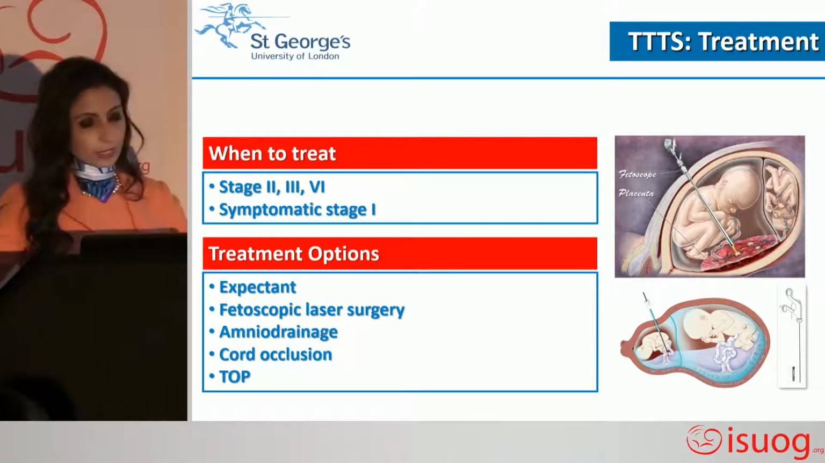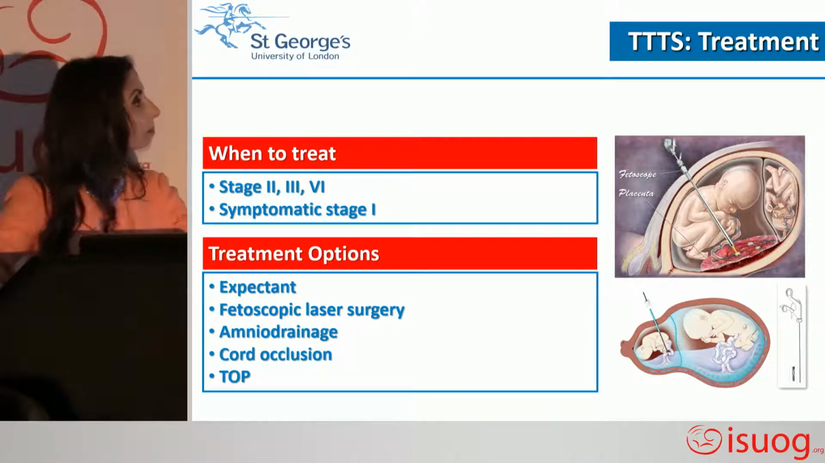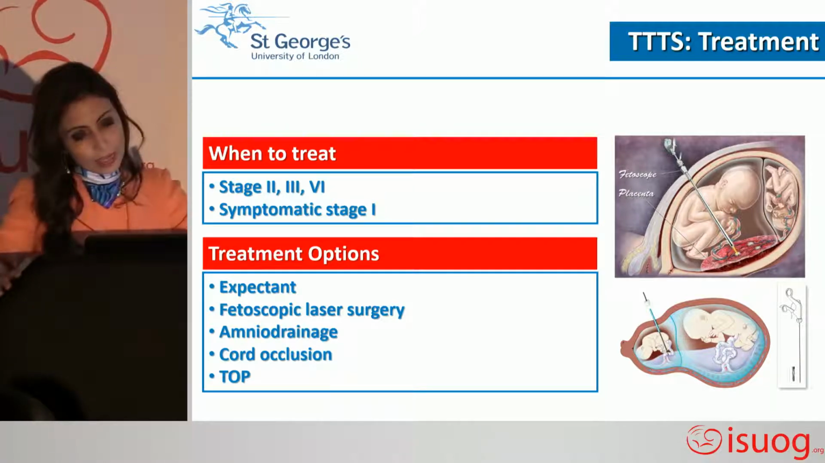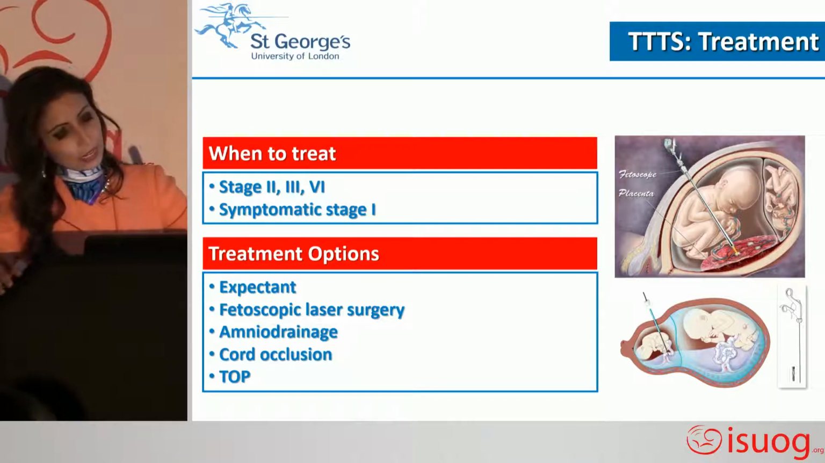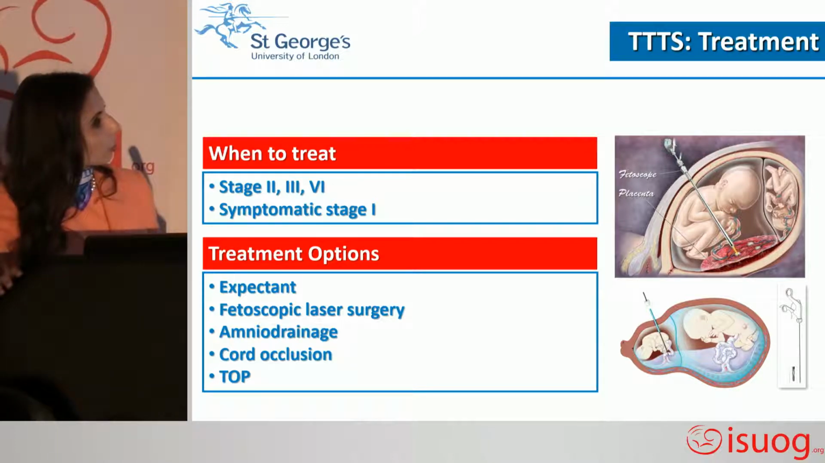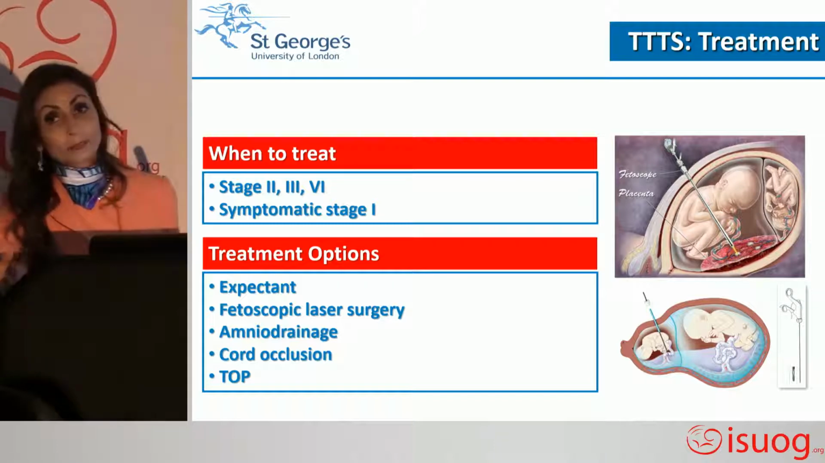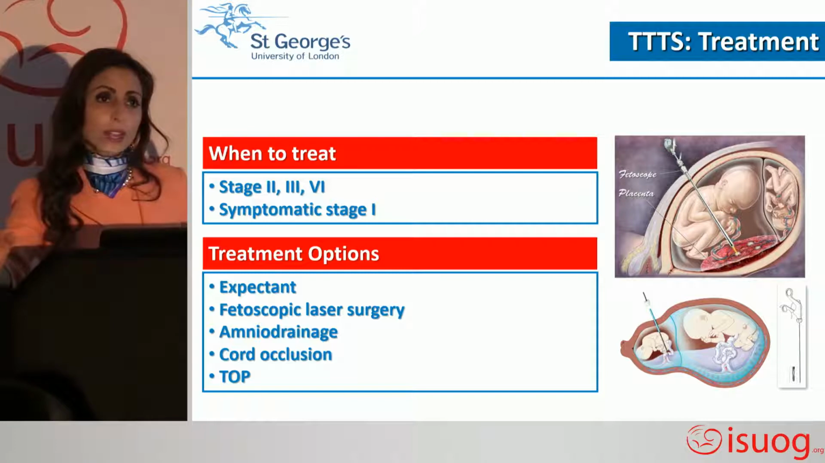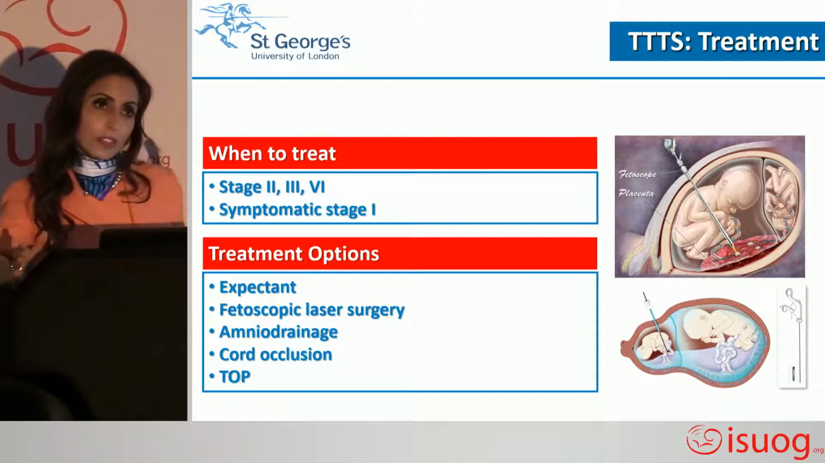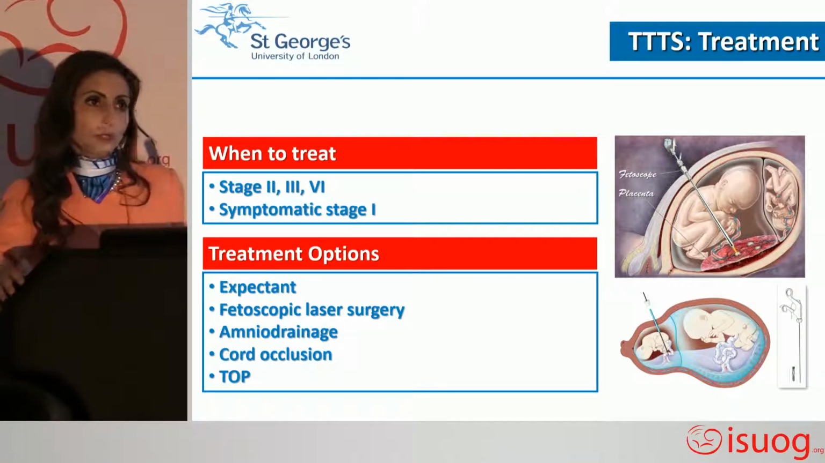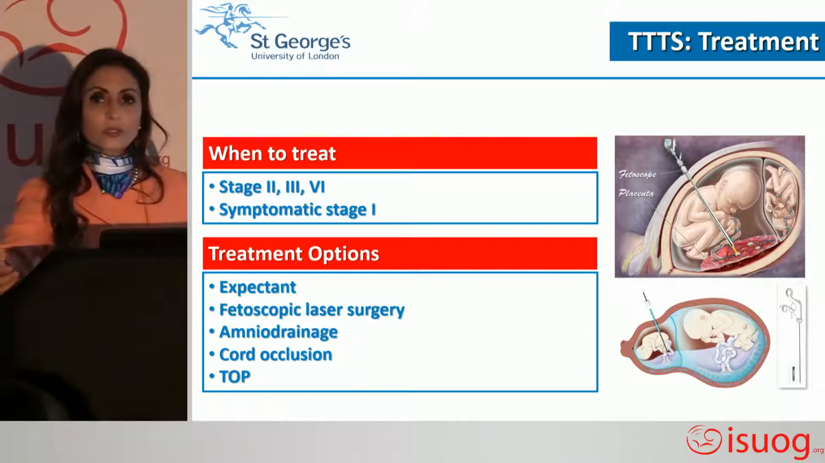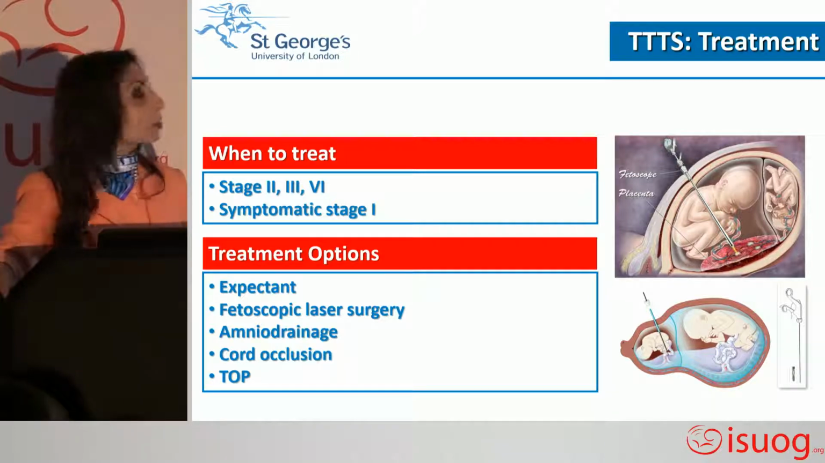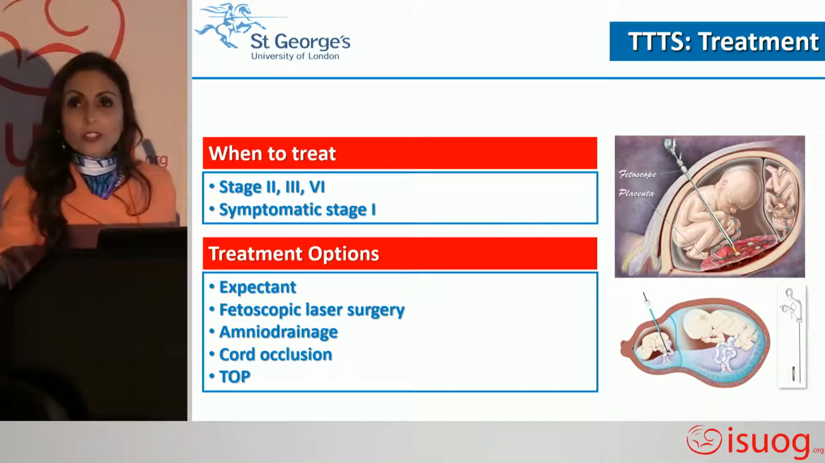So when should we treat TTTS? If you take into account the current evidence and the current reviews and guidelines, we'd say there is evidence that we should treat stage 2 or higher, so 2, 3, 4. Not all stage 1, as there is no definite evidence of benefit from treatment, but symptomatic stage 1. So if you have, for example, severe polyhydramnios, and this woman is symptomatic. So what are the treatment options? Well, there's always the option of doing nothing.